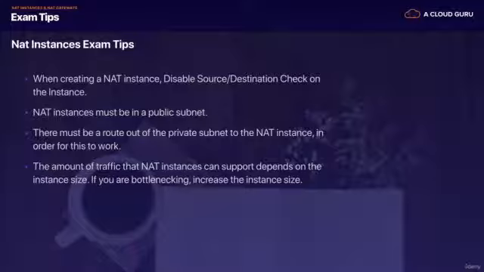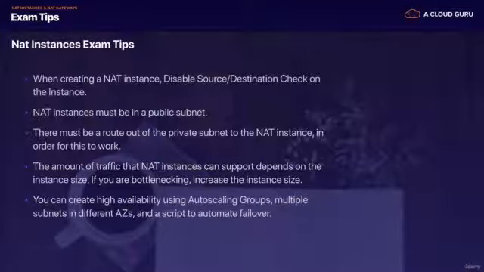And if you're bottlenecking, all you need to do is go in and increase the instance size of your NAT instance. And you can create high availability using auto scaling groups and multiple subnets in different availability zones and a script to automate failover. So it is definitely possible, but it is a pain in the butt. And NAT instances are always behind a security group. So we put our NAT instance into our web DMZ security group.